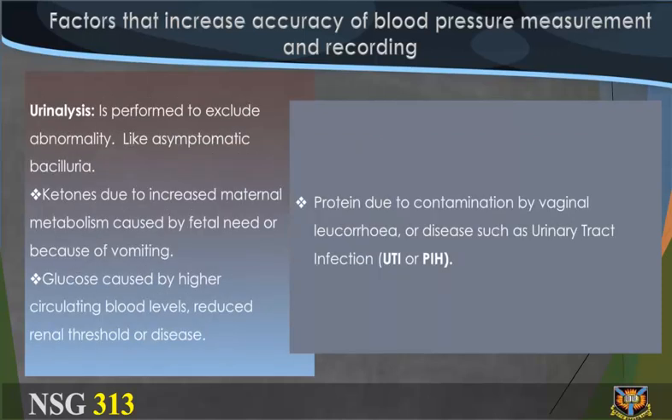Urinalysis. Urinalysis is performed to exclude abnormality like asymptomatic bacteriuria, ketones due to increased maternal metabolism caused by fetal need or because of vomiting, glucose caused by higher circulating blood levels, reduced renal threshold or disease, protein due to contamination by vaginal leukorrhea or disease such as urinary tract infection, UTI or PIH.